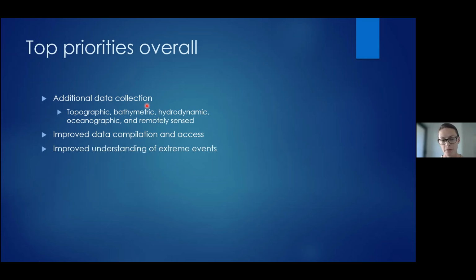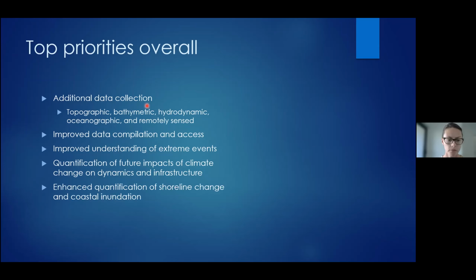Improved understanding of extreme events was seen as really, really important across all the categories, as was the quantification of future impacts of climate change on both dynamics and on our coastal infrastructure. These were also seen as really critical. The two dynamic processes that we look at that were seen as most critical were shoreline change and coastal inundation, and doing work to better quantify those two processes was seen as really critical. And then funding was also seen as really critical in terms of the overall priorities that stood out as the most important from the community's responses to our surveys.